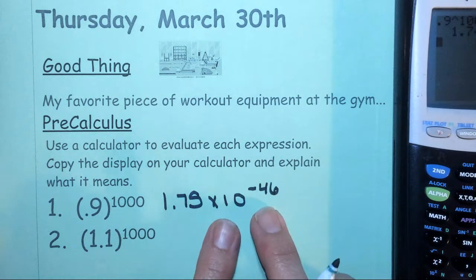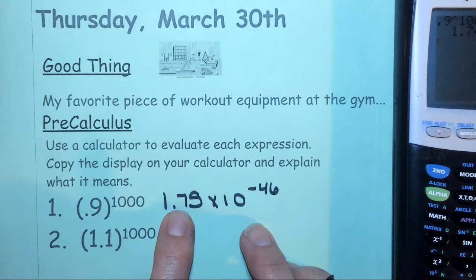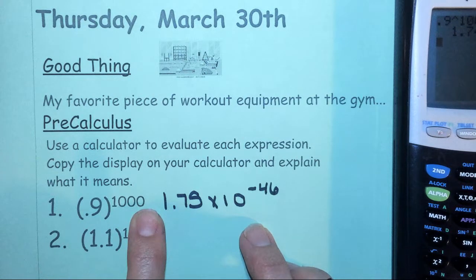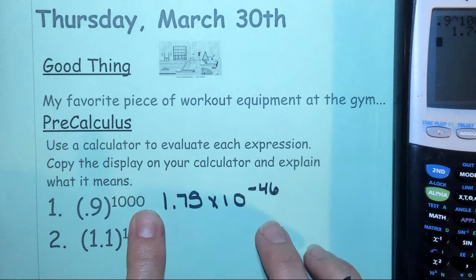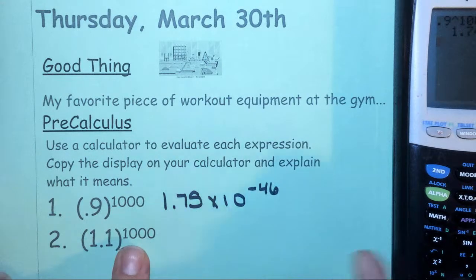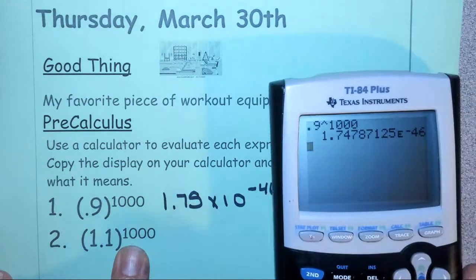So if it's to the negative 46, that means I'm going to take this decimal, and because it's negative, I'm going to move 46 places to the left. So this would be one place, and then I would have 45 more places that would be blank. So all those little blank spaces would be 0. So the actual answer would be 0.045 times 175. Okay, let's try the next one. So that's going to be a really small number.